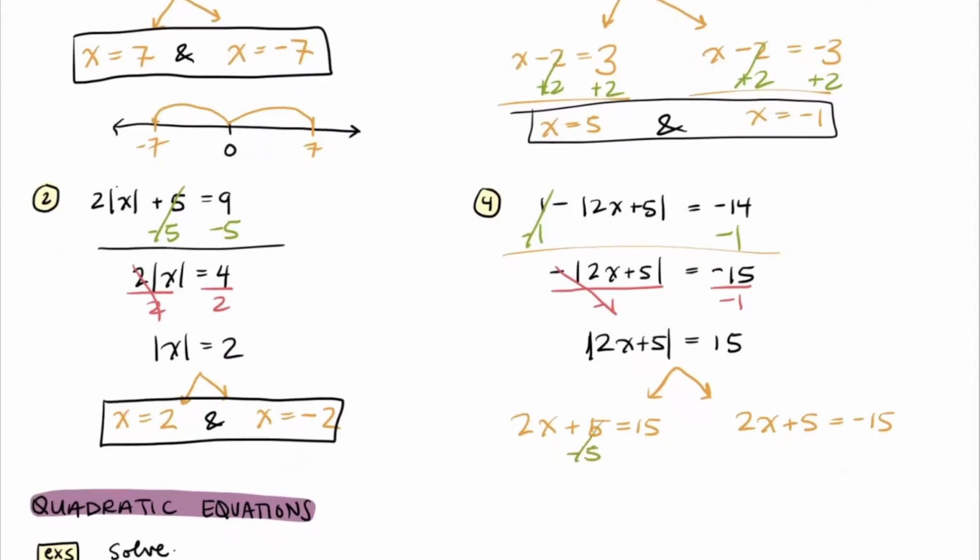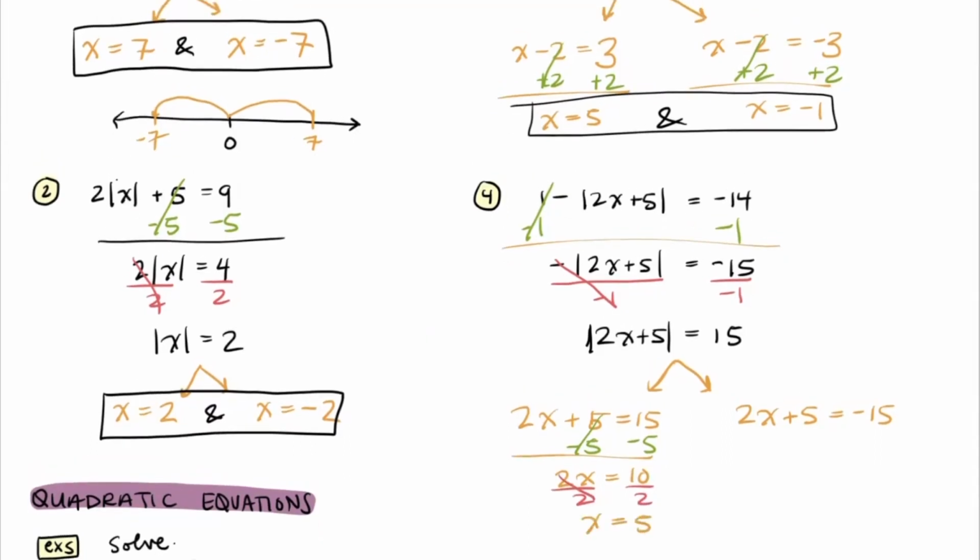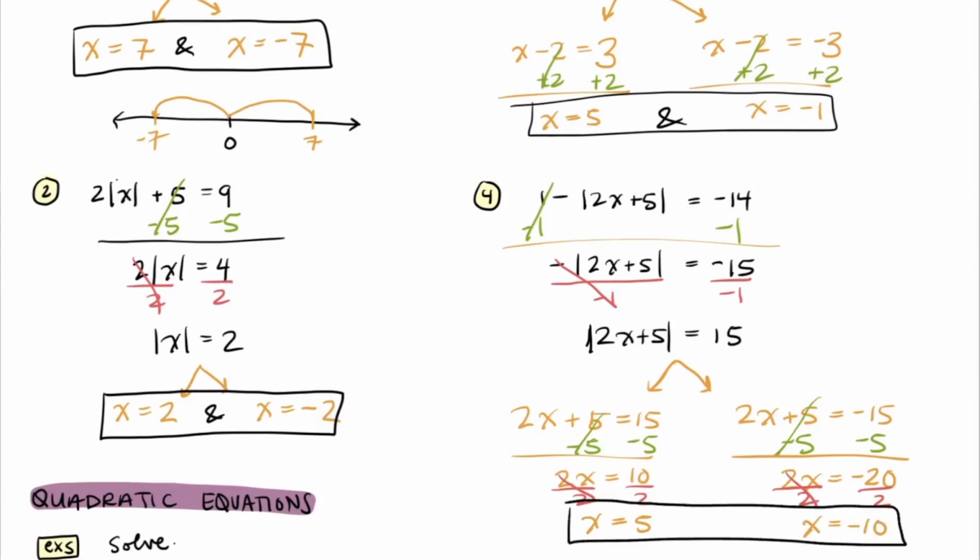So -5, -5 in the first one gives us 2x equals 10. Divide by 2, divide by 2. That gives us x equals 5. And then same thing for the other equation, -5, -5 on both sides, we have 2x equals -20. And then we'll divide by 2 to solve for x. And that gives us x equals -10. Okay, so again, two solutions, 5 and -10 are the answers to that equation.